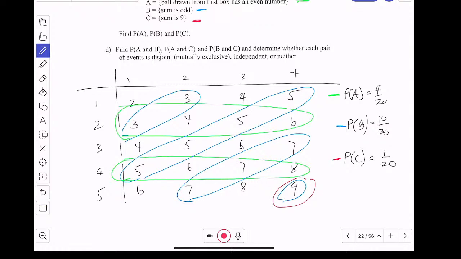Now, some of these events overlap. You see green and red overlapping sometimes. You see the red and the blue overlapping as well. So we have some overlapping events between these three events. The question becomes, are they independent if they're overlapping? We need to check that. We also want to know about any pair that's disjoint. So what we're going to do is look at all the combinations, A and B, A and C, and B and C.